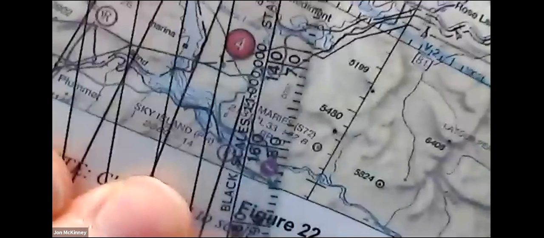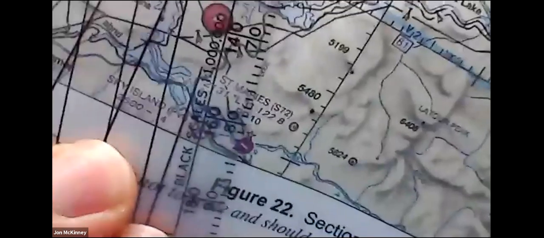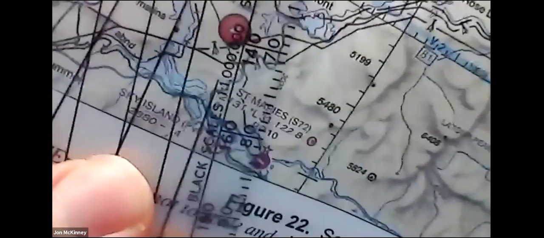Okay, so what I've done is I've lined up the bottom on my airport. You can see St. Marie's Airport is lined up on the edge of my ruler. And then at the top, the Priest River Airport is lined up.